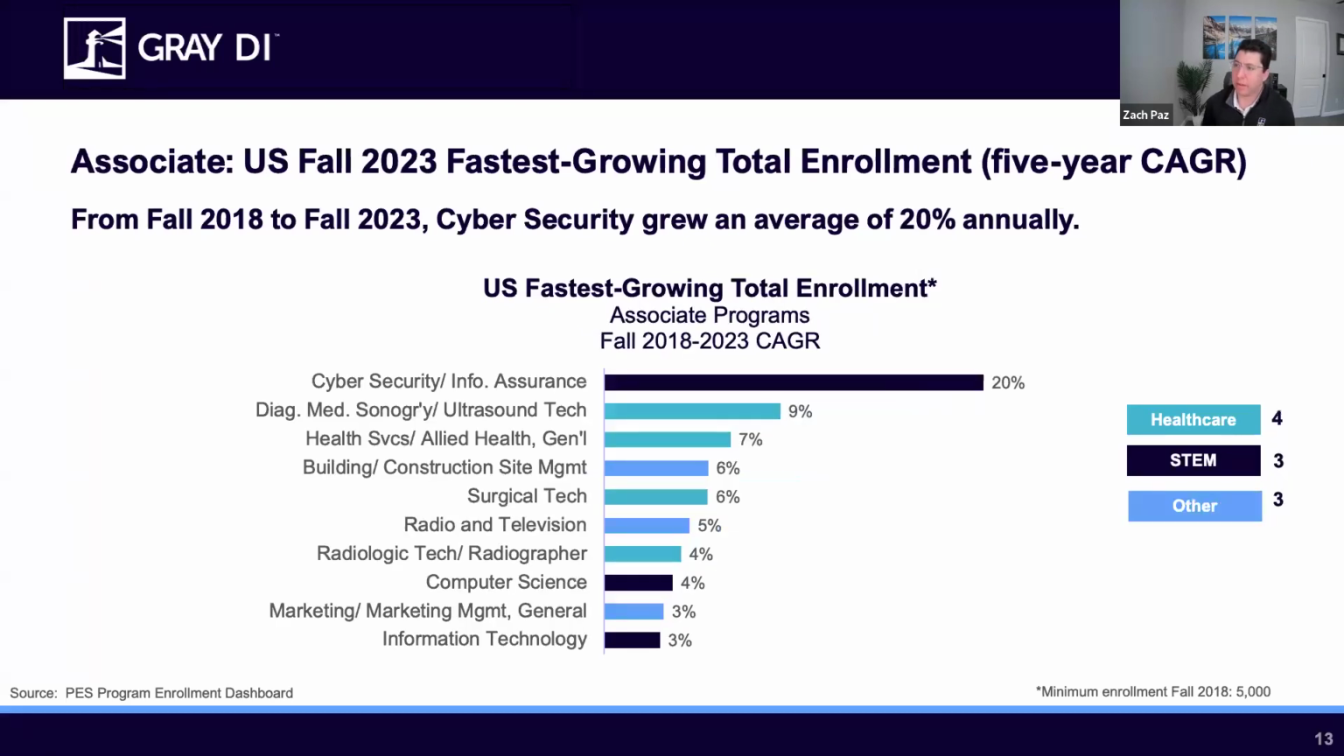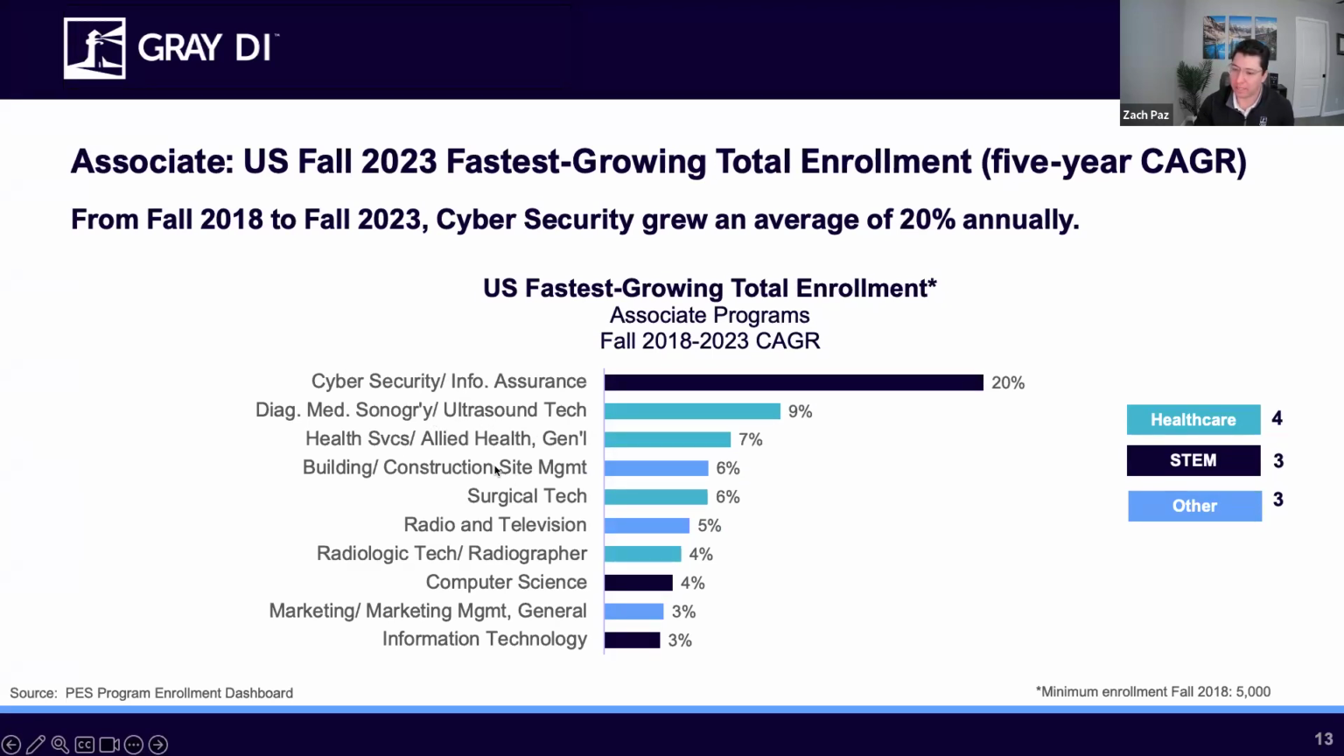From an associate's perspective, again, we're comparing over 5 years, what's the average growth rate? And at the associate level, cybersecurity is also number 1. So it's number 1 both at the certificate level and also at the associate's level, growing an average of 20% per year. So it's valuable at both the certificate and associate's levels. And we see some of the others here.